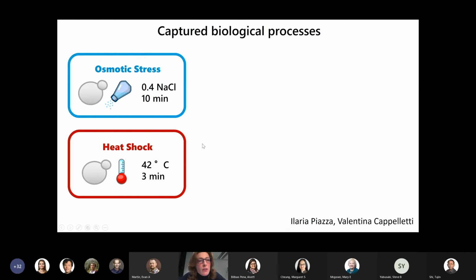So to address that, we grew yeast cells under conditions of osmotic stress. And again, for a short time, in this case, 10 minutes. In parallel, we also grew yeast under conditions of heat shock to assess the specificity of our readout. And then we measured in parallel altered structural states and protein abundance changes using a classical proteomic approach.